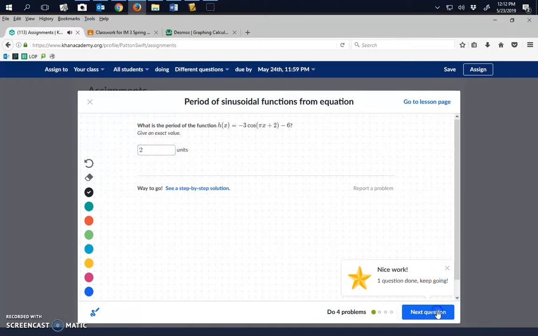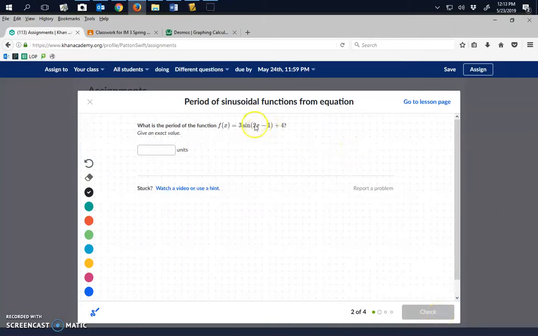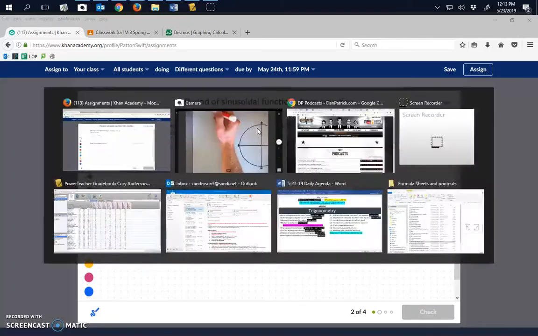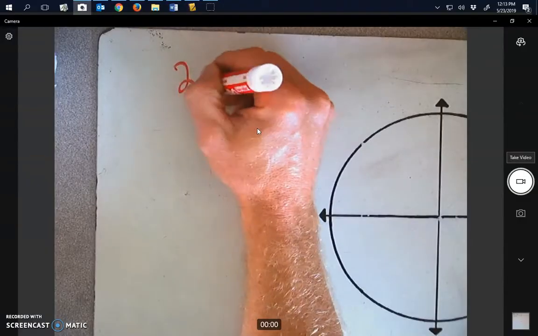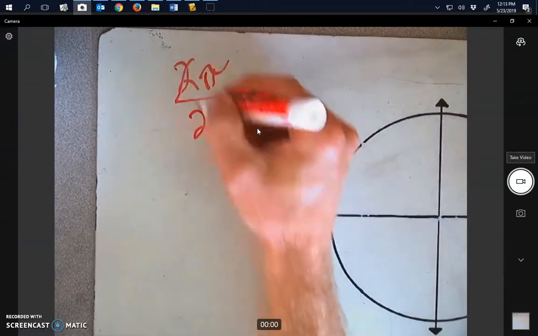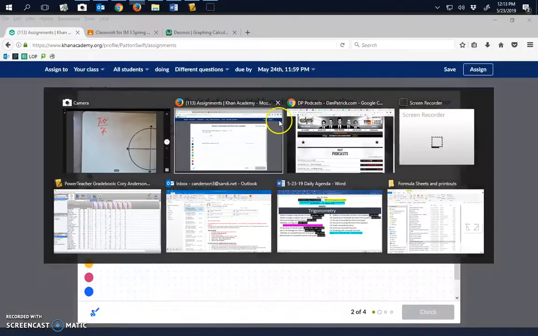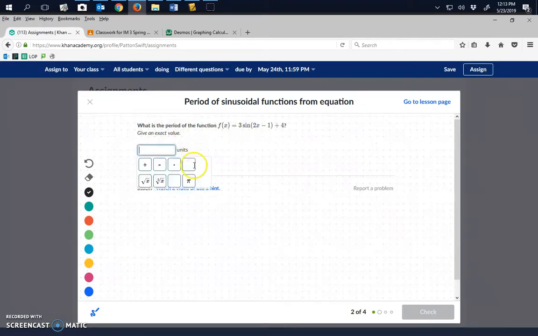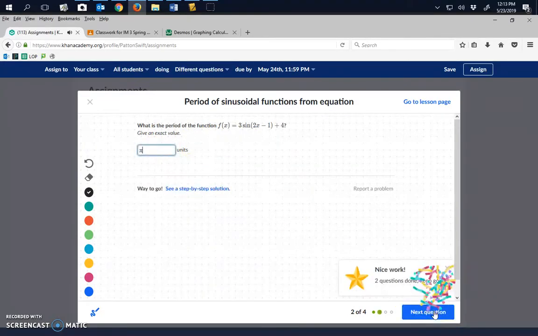All right, next question. All right, so this time we have a 2 in front of our x. So remember I said you always start with 2 pi, and you divide by that number out front, which is 2. And these cancel off, and now we have pi left. So our period will be pi. There you go.